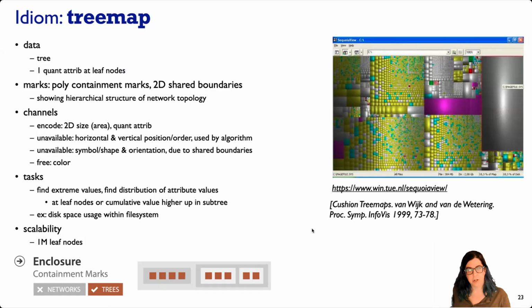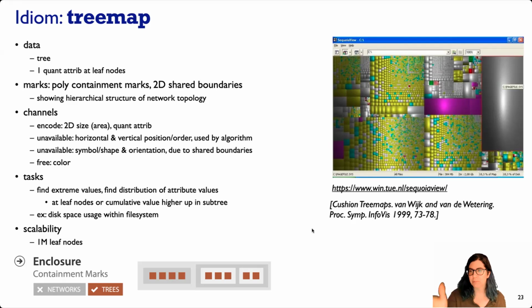So because we've got shared boundaries, we can't use anything else to change the symbol or the shape or the orientation. We are free to color code, and that is typically done. What these are really good for is finding extreme values. You could also see the distribution of attribute values. But what's very common is to use tree maps for things like disk space.